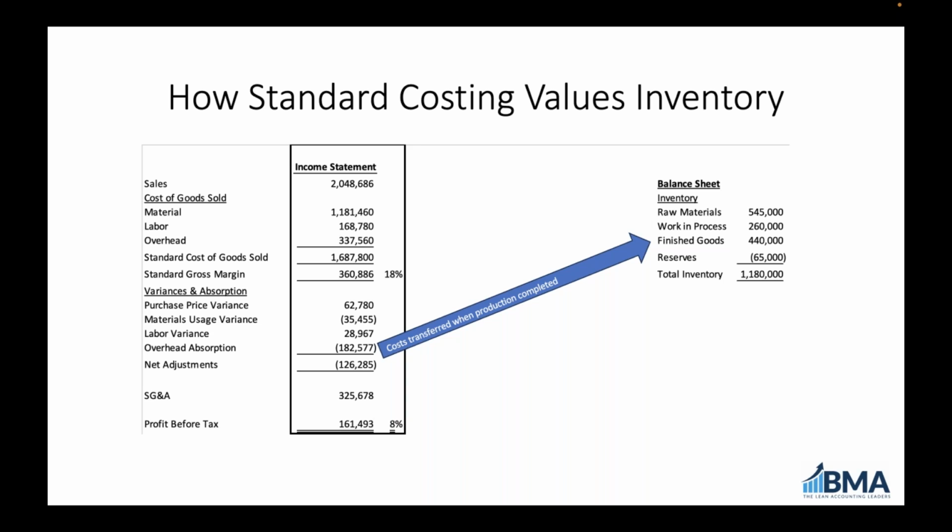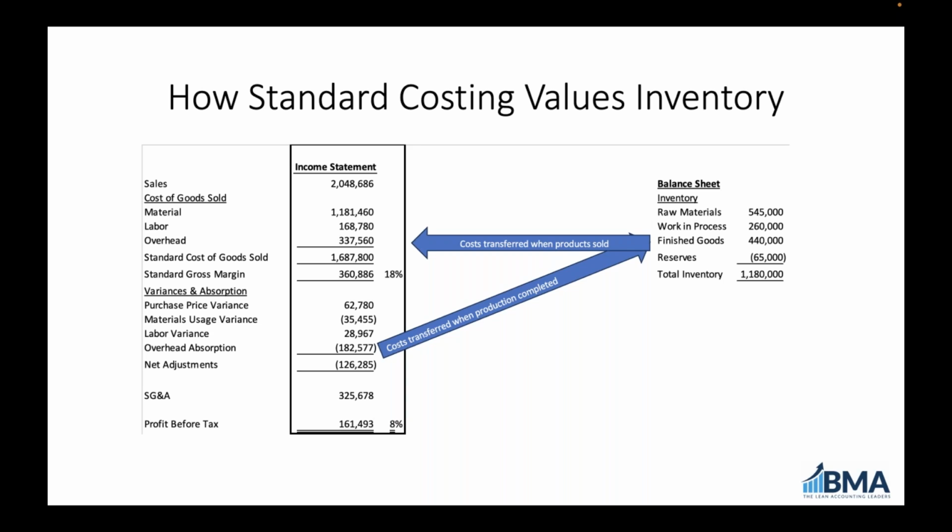Then what happens when a product is sold, that cost for that one product comes out of finished goods and goes into the cost of goods sold, all at its standard. And then you get your standard margin. So this is sort of the cycle.